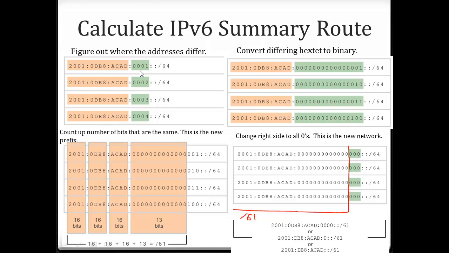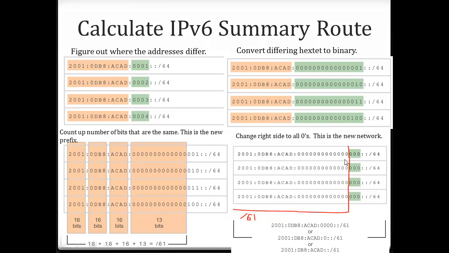Then, in the hextet where they differ, we convert it to binary. When we convert that hextet, it's right here. Remember that each hextet is made up of 16 binary digits. We then count up the number of bits that are the same, and this becomes our new prefix. In this example, we have 61 bits that are the same. Remember, each hextet is 16. So here's 16 bits, here's another 16 bits, here's another 16 bits, and here's 13 bits that are the same. So our new prefix is a /61.